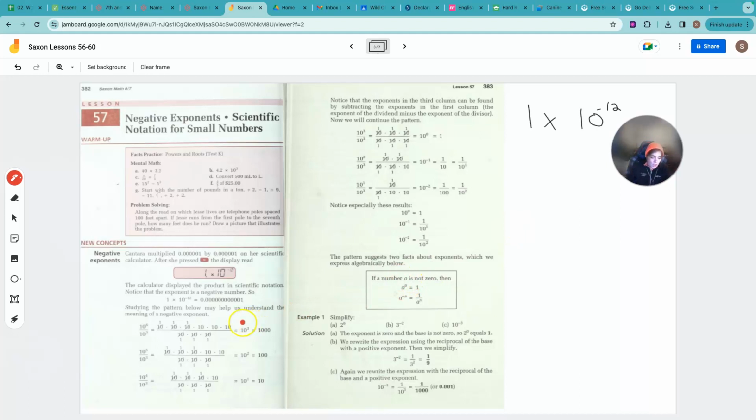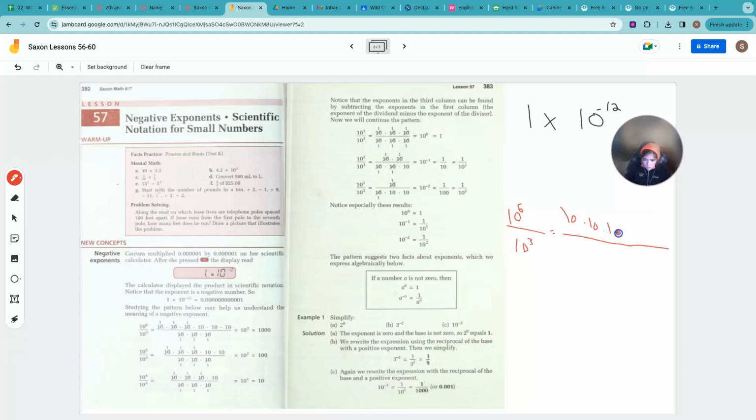So it says, I'm reading literally what it says here: studying the pattern below may help us to understand the meaning of a negative exponent. I don't even know what this means. Why put 10 to the 6 over 10 to the 3? What even is that? Okay, whatever. Because it says 10 to the 6, you basically put 6 tens multiplied by each other, I guess?